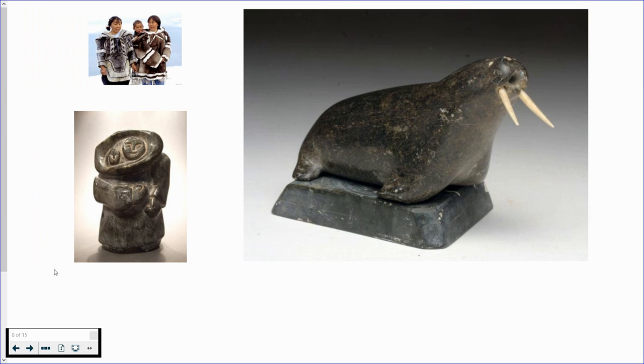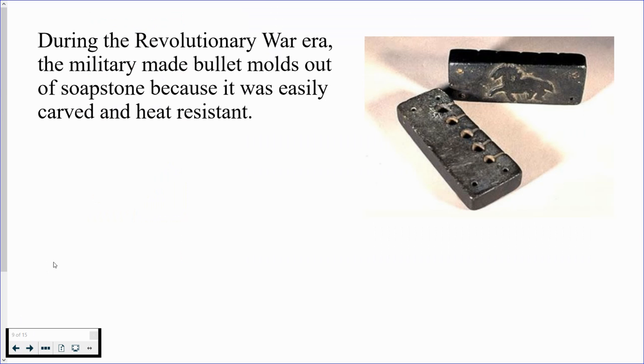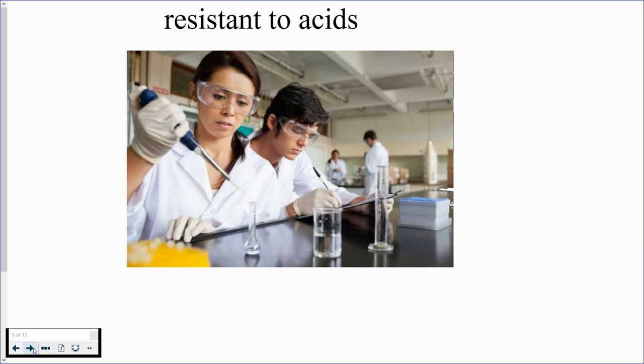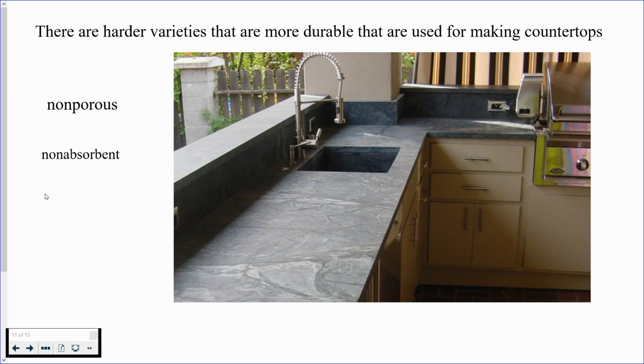And the Inuit people would use it after ivory was banned from carving, because it's so easily carved. During the Revolutionary War, the military would carve it to make bullet molds, as you can see right here from the picture, because it was easily carved and again took the heat. It's also resistant to acid, so you'll see it in chemistry labs in high school and in college, maybe in middle school, because if anything spilled on it, it takes it. And today you'll see it very commonly used for countertops because it's non-porous, so things don't absorb into it, and it doesn't stain as easily, and it's so easily cut.